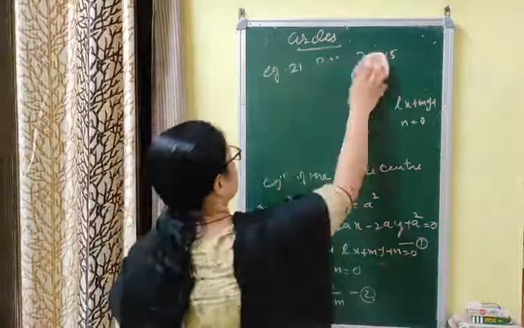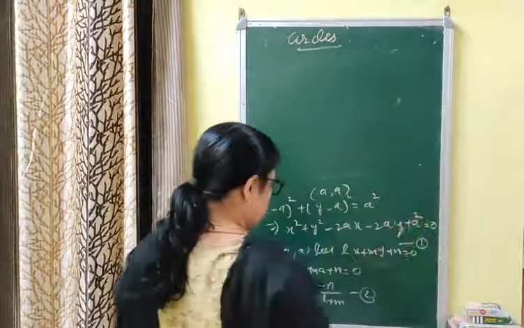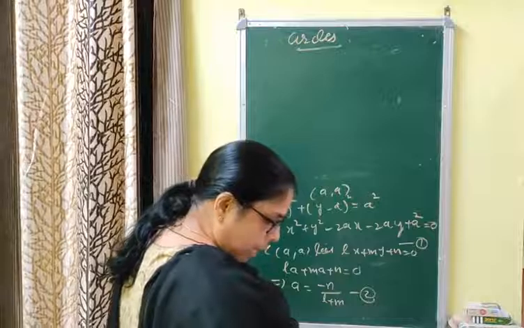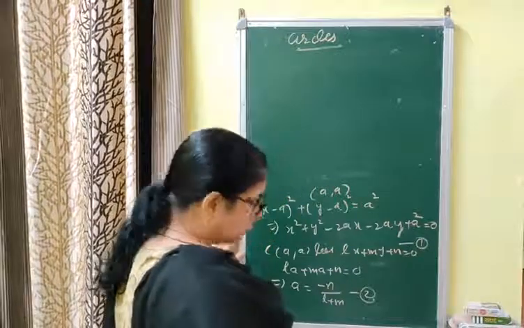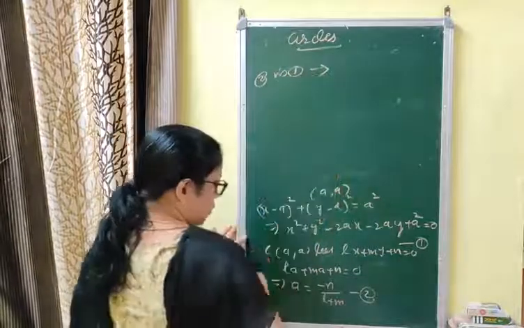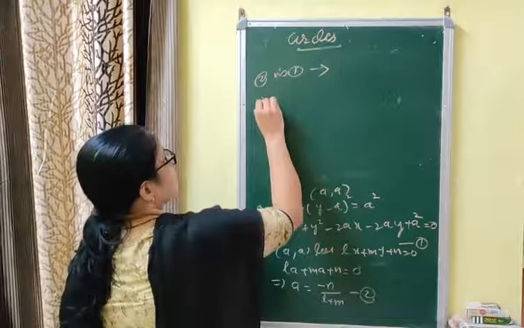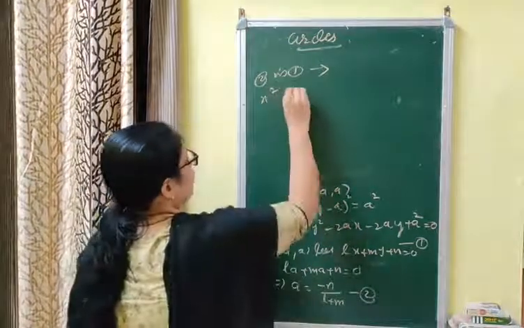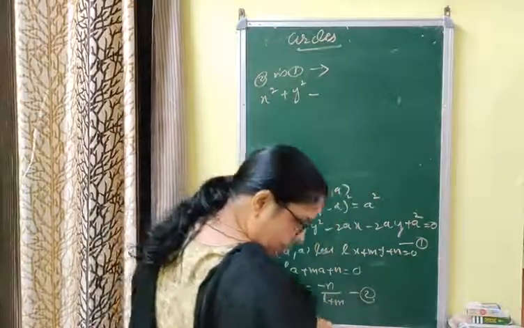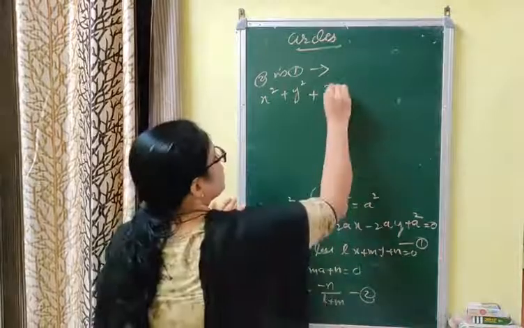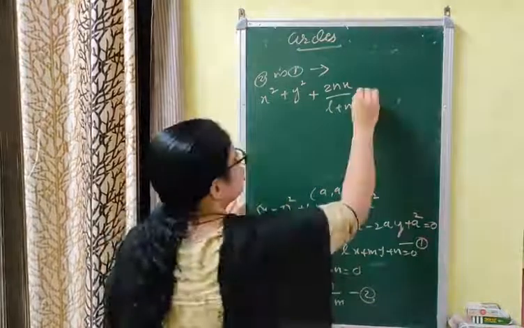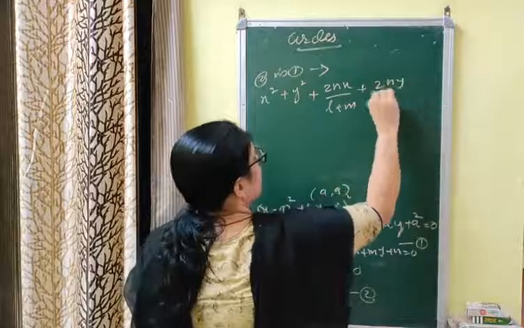Now in order to find the equation of the required circle, you have to put the value of 2 in 1, because what you are asked to prove contains only L, m and n, so a should be eliminated. By putting 2 in 1, x square will remain as it is, you have to change only a. So x square plus y square plus 2nx upon (L plus m) plus 2ny upon (L plus m).